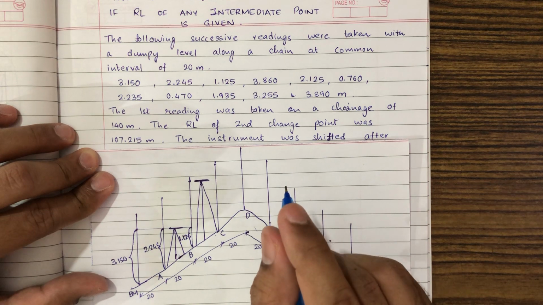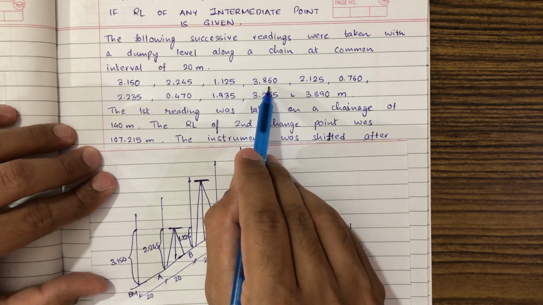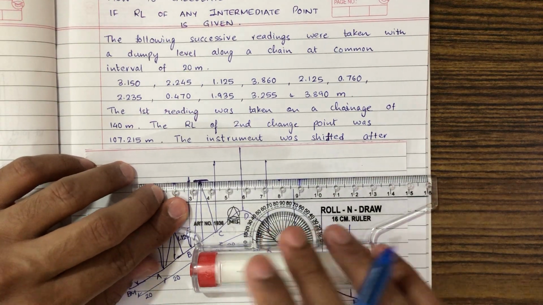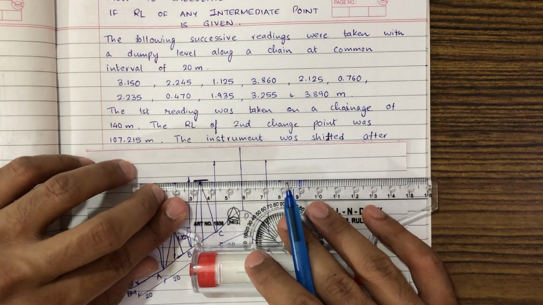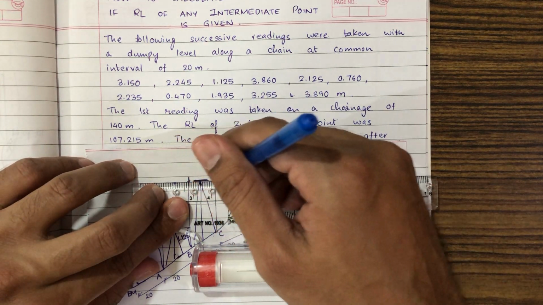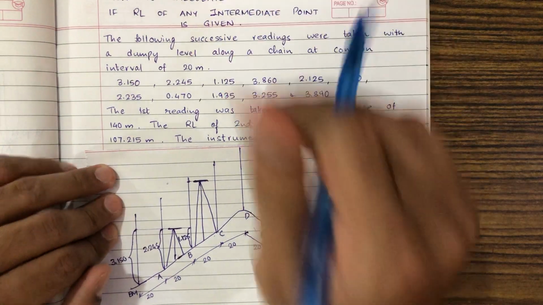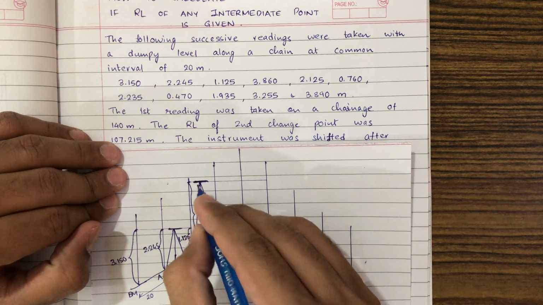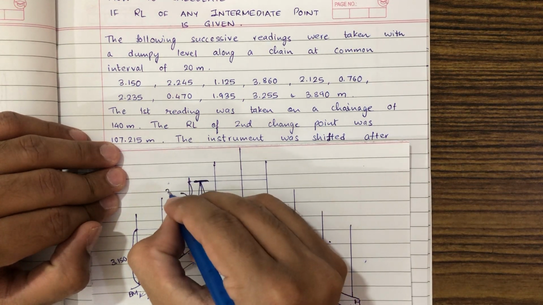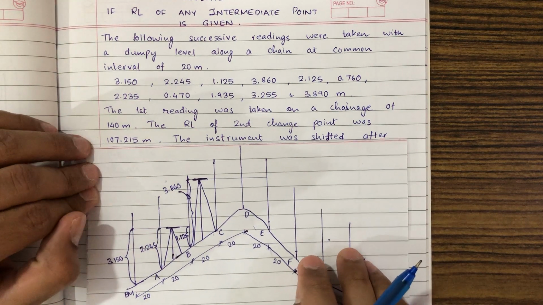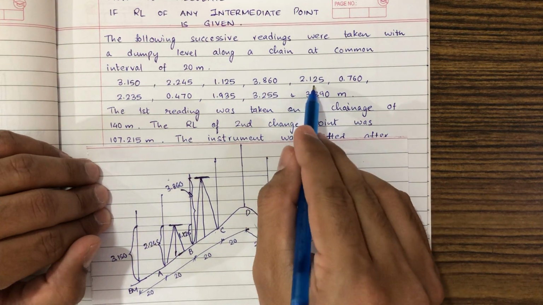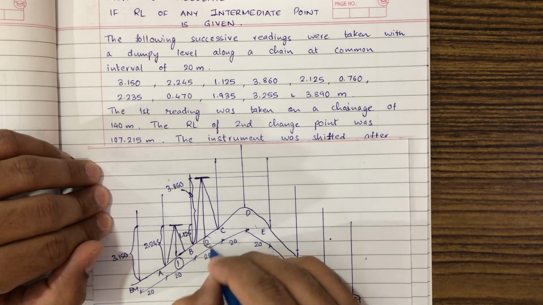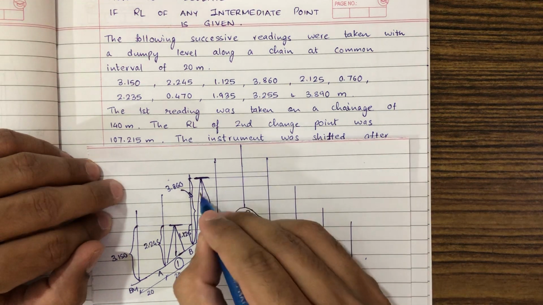Suppose this is the new position of the instrument, and the fourth reading that came out, it was 3.860. So suppose this is the fourth reading, and it comes out to 3.860. Okay, then the next reading is with the second setting. This is the first setting. From here it went to the second setting, that is the change point 1.